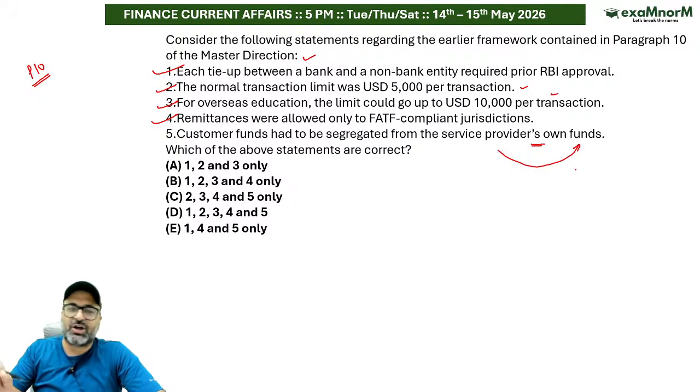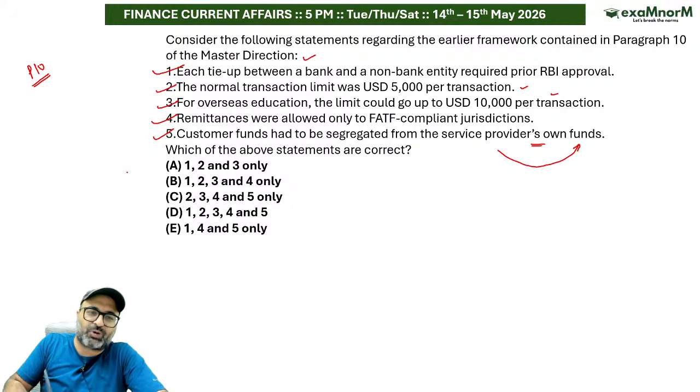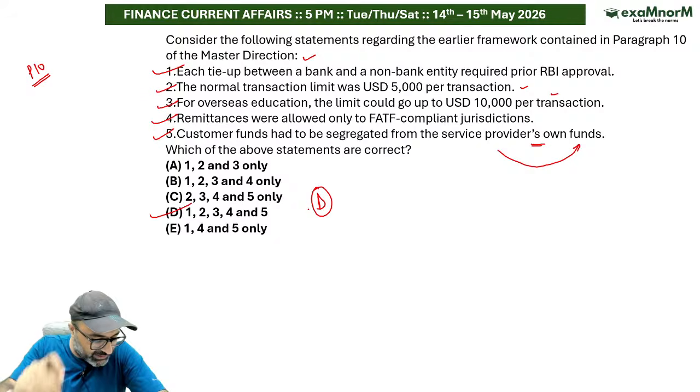from the platform's operational fund. So keeping that in mind, this point is also correct. So what will the answer be, sir? 1, 2, 3, 4, 5. That means all the statements are correct.